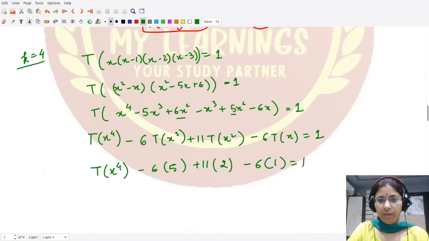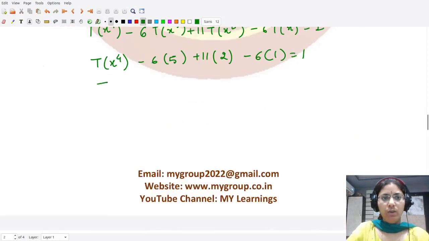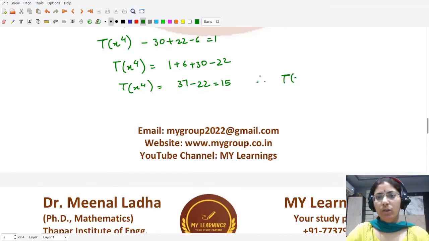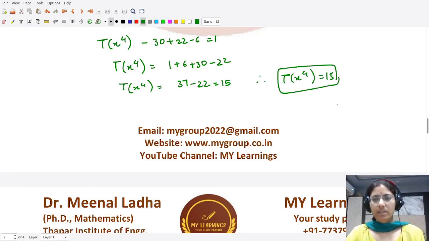So you could simplify all these terms. Finally what do you have? T of x power 4 minus 30 plus 22 minus 6 is equal to 1. So T of x power 4 is equal to 1 plus 6 plus 30 minus 22. When you solve this, let's see what you have. 37 minus 22, that is 15. So therefore you have the value of T of x power 4 as equal to 15. This is the final result that we were seeking for this question.